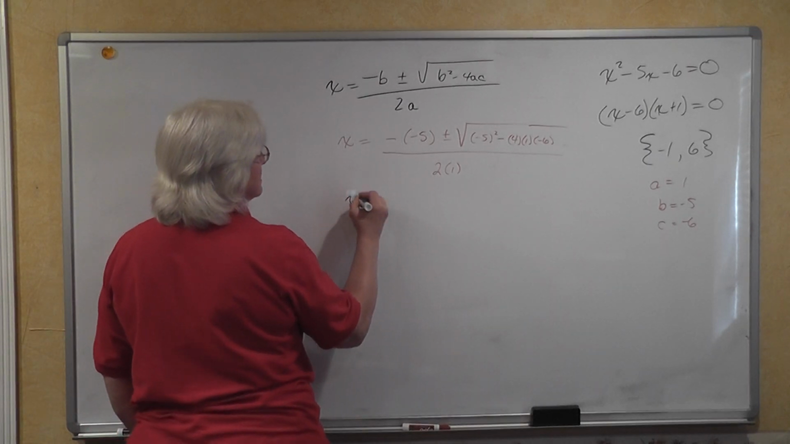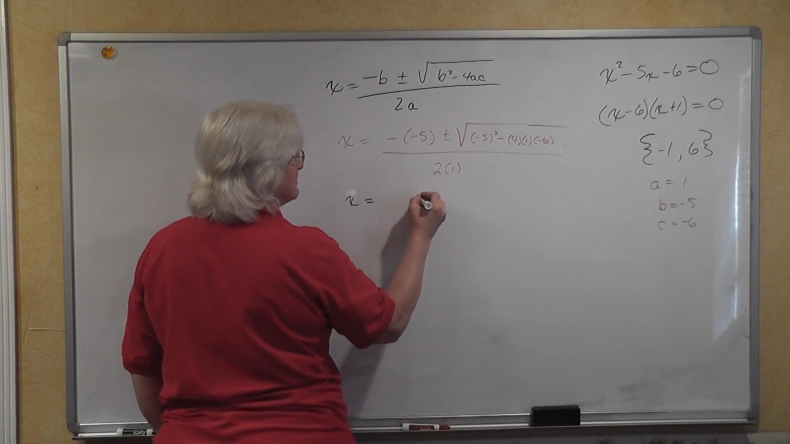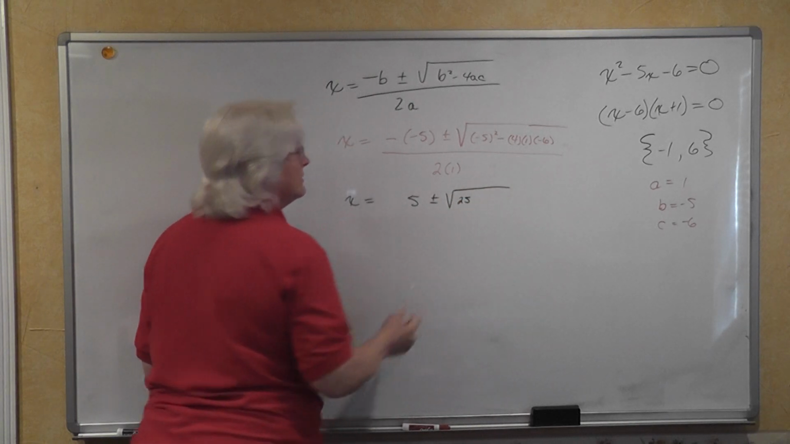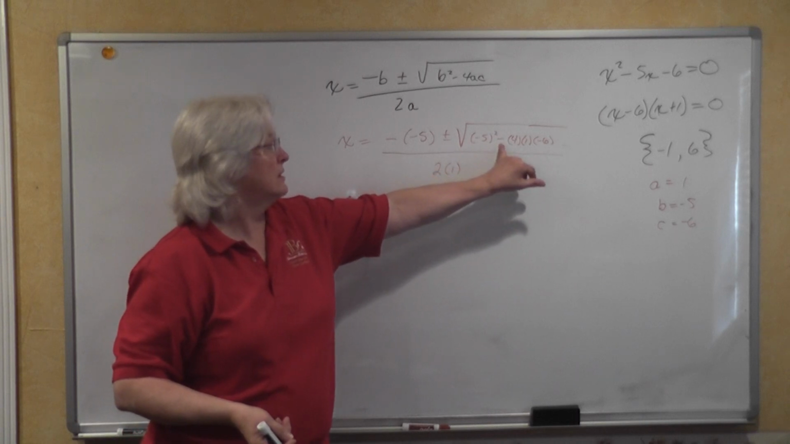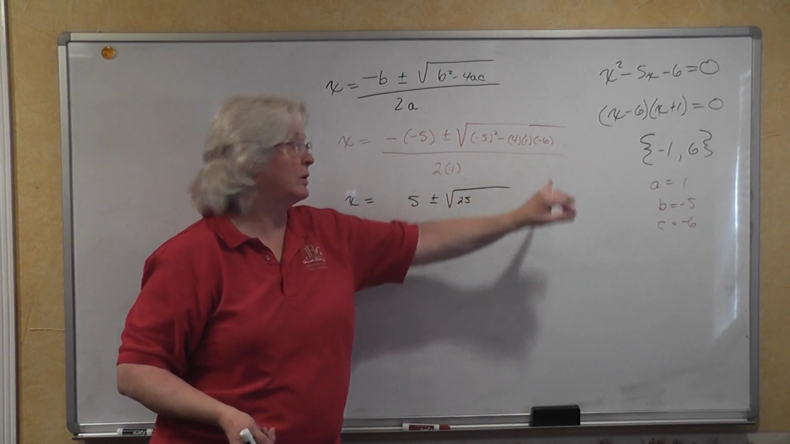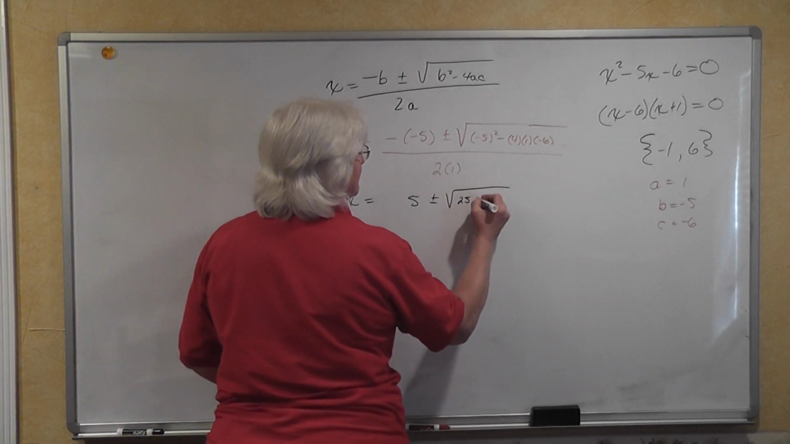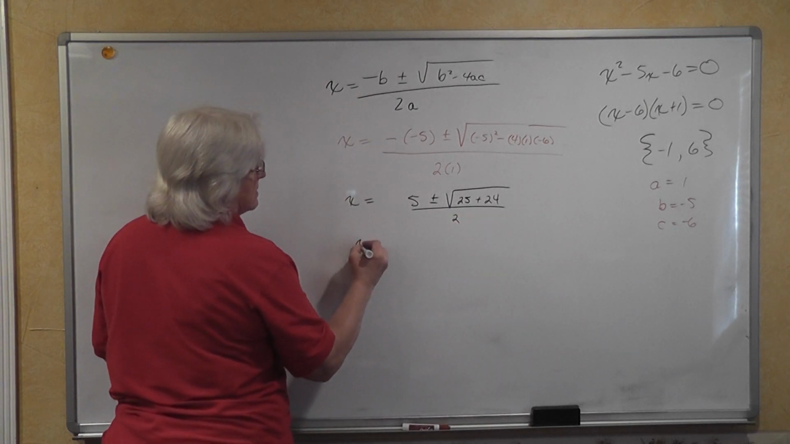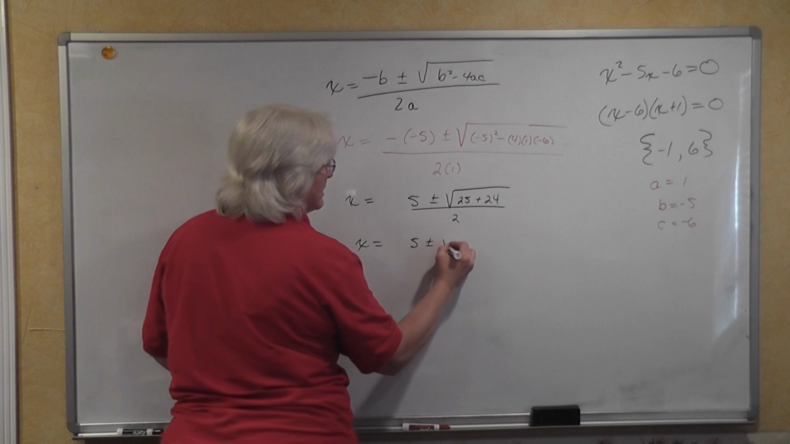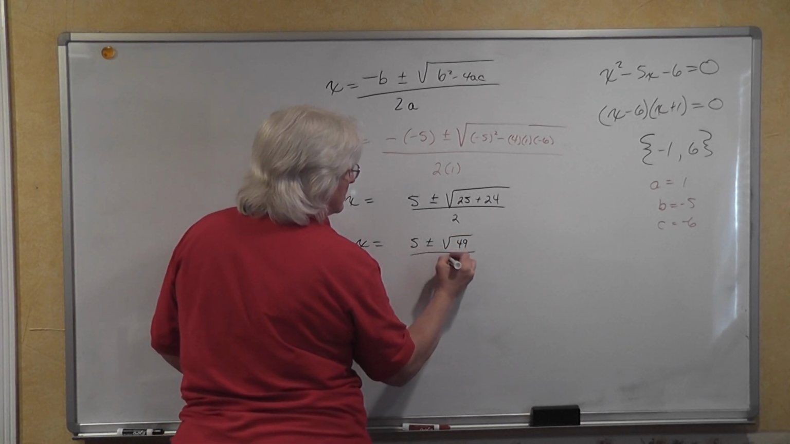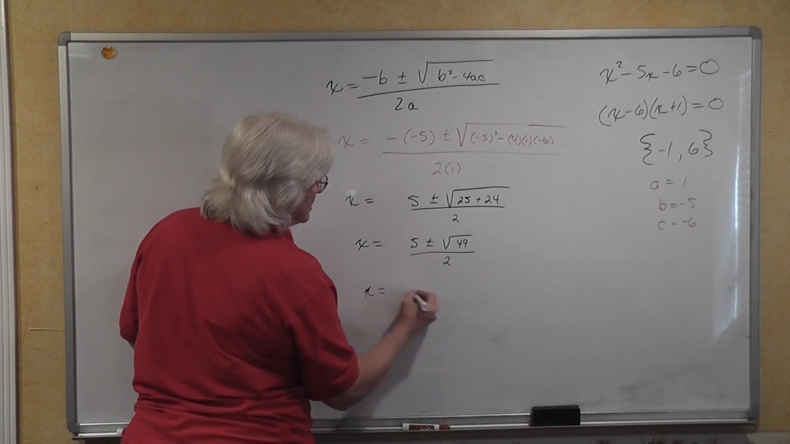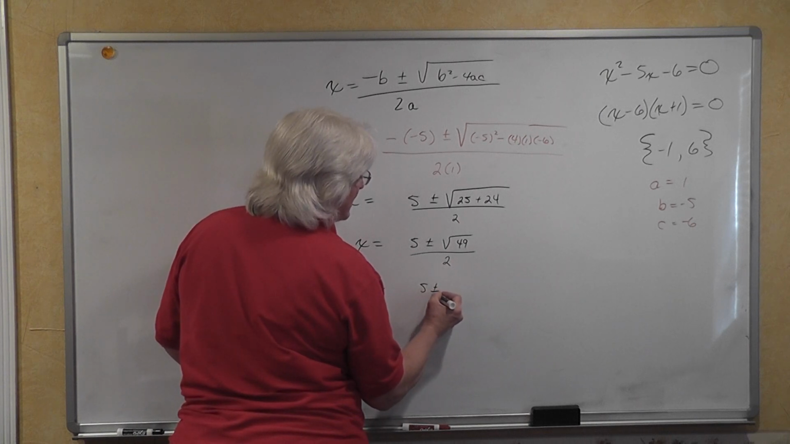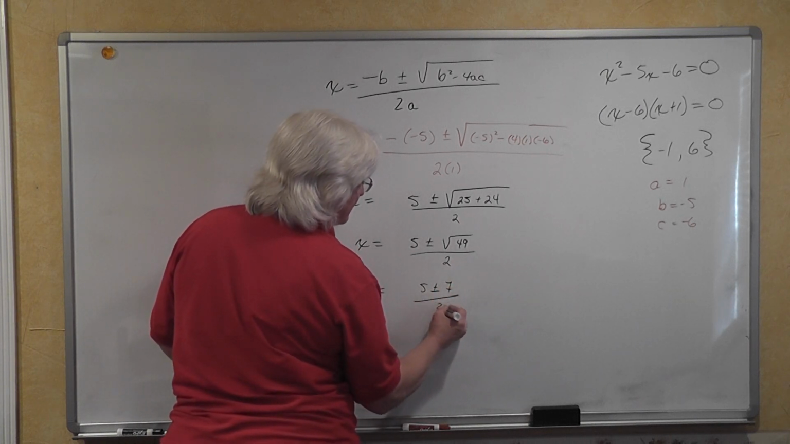Now, x is equal to opposite of -5 is a 5, plus or minus the square root of 25 minus a -24. 25 plus 24, divided by 2. x is equal to 5 plus or minus the square root of 49 over 2, and then you just continue solving this, plus or minus 7 divided by 2.